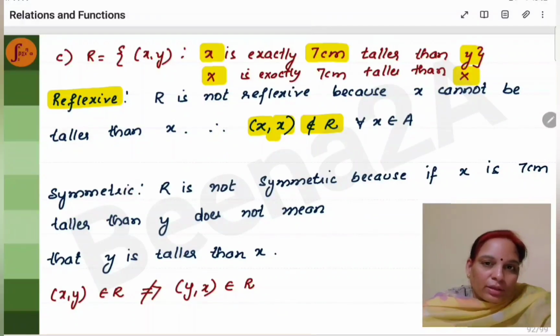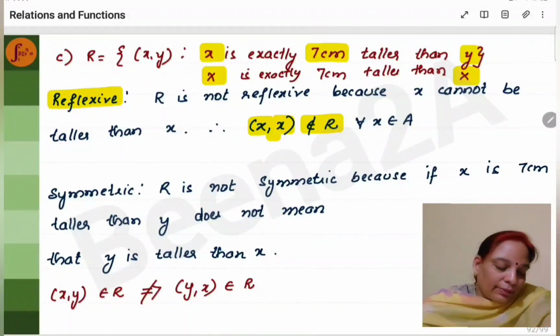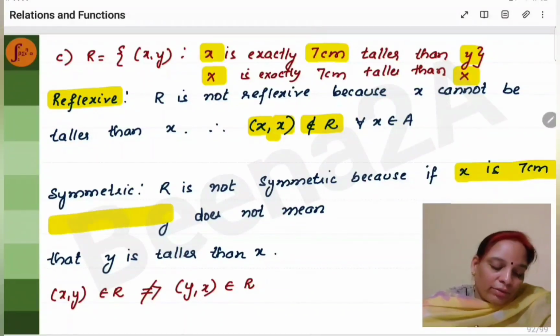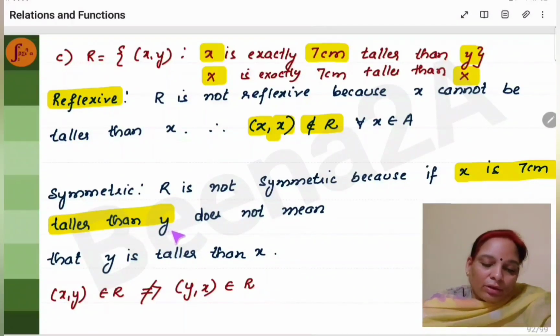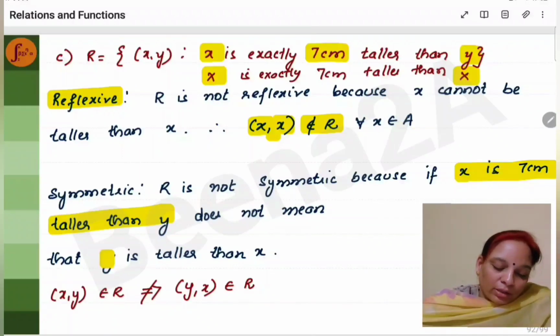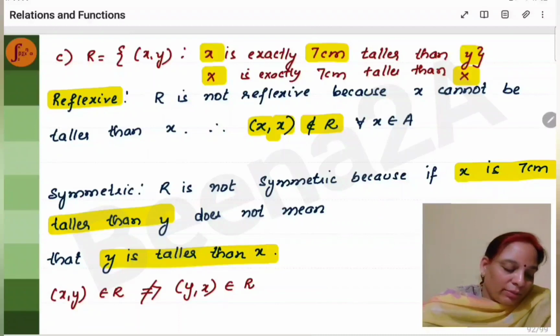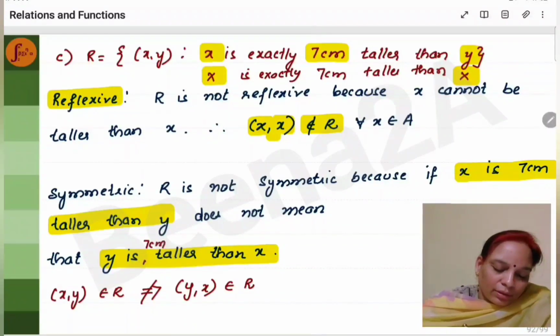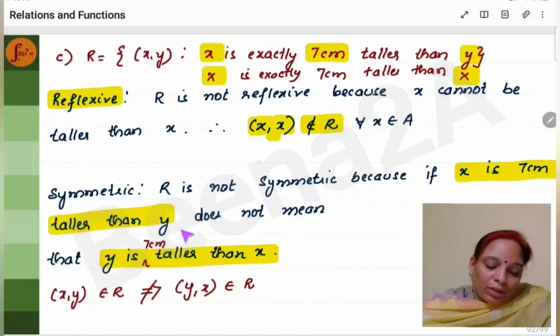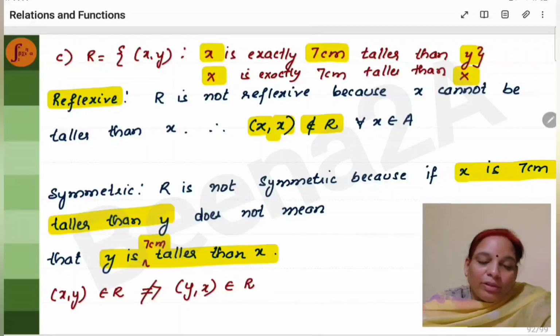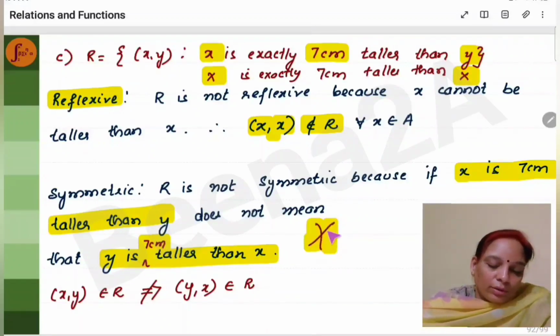Next, symmetric. For symmetric, if x is 7 centimeter taller than y, then I should reverse it. Right? It should become y is taller than x. If x is 7 centimeter taller than y, is y 7 centimeter taller than x? That's not possible, right? If x is 7 centimeter taller than y, can y be taller? No, y will be shorter, right? It will not be taller. Therefore, this is not symmetric.